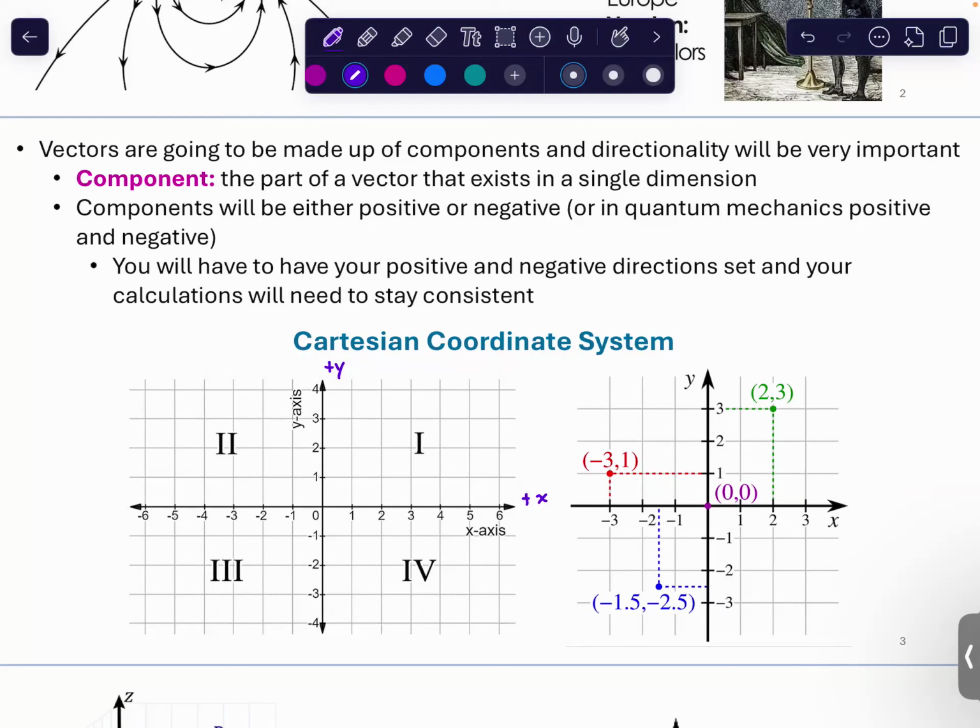Really? Sorry, I'm joking. Okay, so remember in your first quadrant, that's probably what I mean.